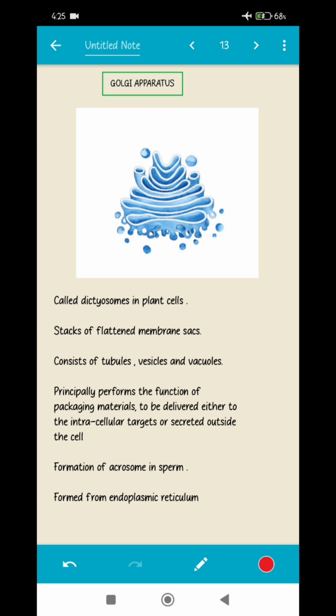They form the acrosome in sperm. The head portion of the sperm consists of a structure called the acrosome, which is very essential for facilitating the entry of the sperm into the ovum during fertilization. So the acrosome of the sperm is produced by the Golgi apparatus, and it is also known as dictyosomes in plant cells. This name is important. Like I told you at the beginning, it looks very much similar to the endoplasmic reticulum, so it is formed from the endoplasmic reticulum only. These are aggregates of the endoplasmic reticulum.